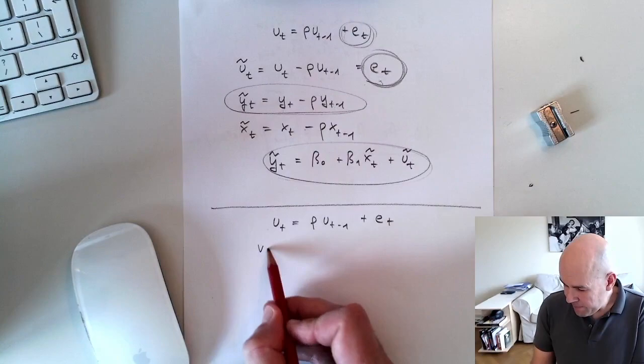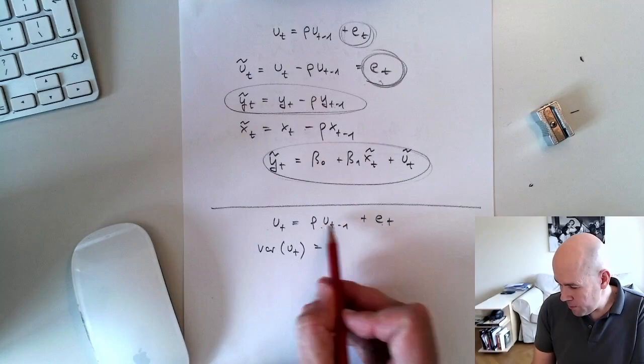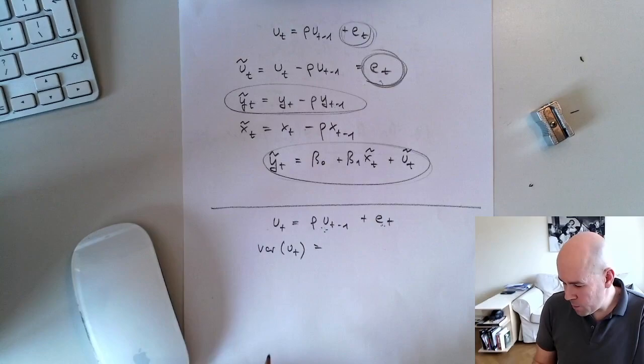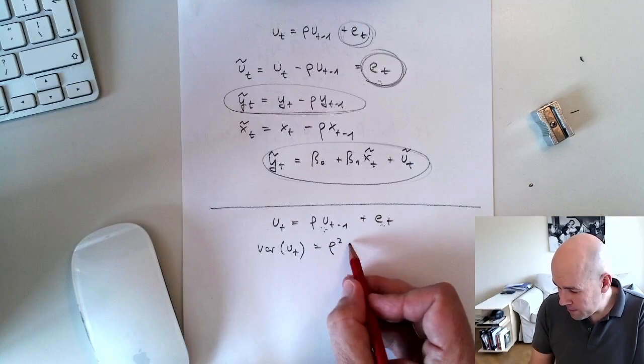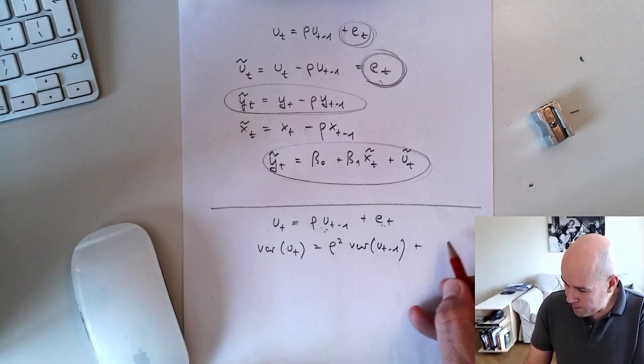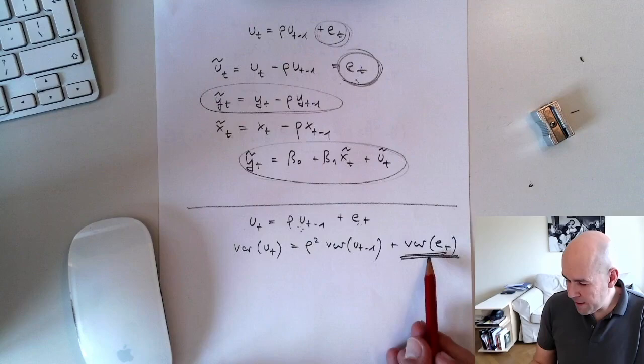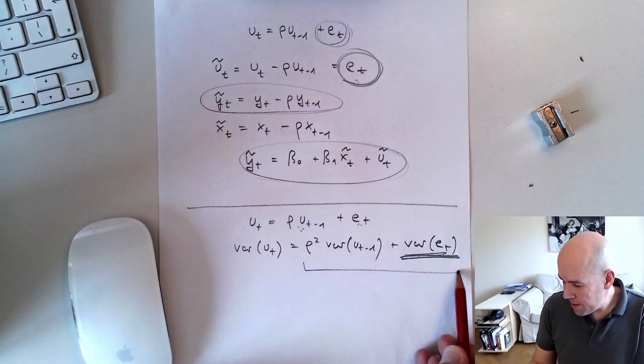When I write down what the variance of u_t is, these two things are not correlated with one another, so it's going to be the sum of the two variances. And the variance of rho times u_{t-1} is going to be rho squared times the variance of u_{t-1}, because rho is a constant that I'm pulling out, plus the variance of e_t. This is the variance of the error term for all the other observations. And for the first observation, this whole thing is the variance.